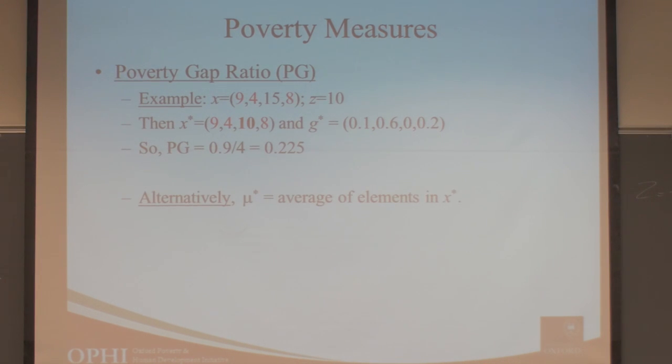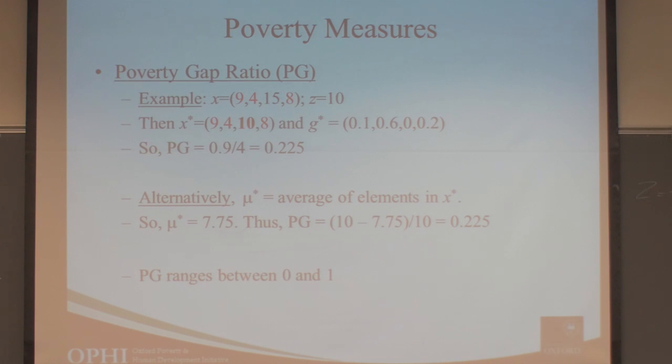Alternatively, there's an alternative computation of the poverty gap ratio. You take mu star, which is the average of all elements in X star. Okay? Then mu star over here would be 7.75. This poverty gap is 10 minus 7.75 divided by 10, which is equal to the equivalent result.